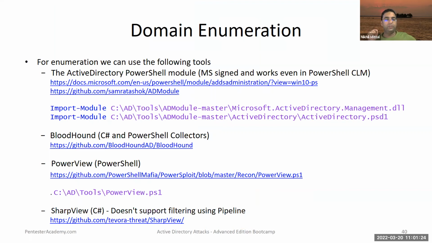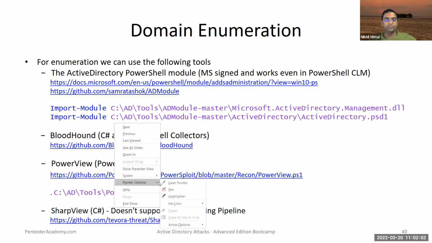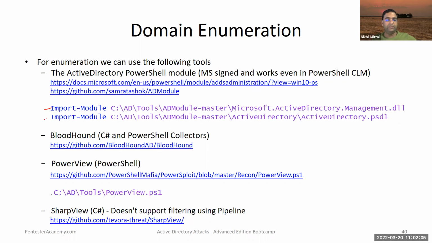There are so many tools that you can use for enumeration. The one that I like the most when it comes to vanilla enumeration is the Active Directory RSAT module that is signed by Microsoft. It even works in CLM, and there is absolutely no detection at the endpoint level when you use this one. I maintain a mirror of that tool on my GitHub. Please always keep in mind that you need to import both the DLL and the PSD1 to make it work.